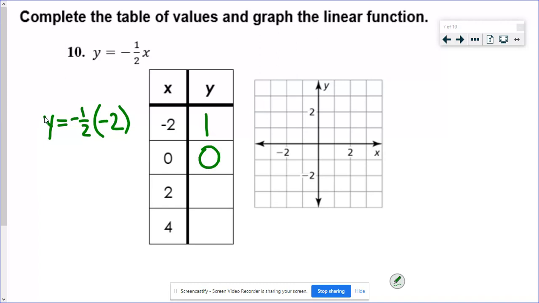To do the positive 2, honestly, I would reuse my work from this first one. I would just change that to a positive 2. Now, I know that half of 2 is still 1, but now it's a negative 1/2 times 2, so it's going to be a negative 1. And then negative 1/2 times 4. Well, half of 4 is 2. Negative 1/2 of 4 is going to be negative 2. Again, you should see a pattern in the y's. So negative 2, 1, 0, 0, 2, negative 1, and 4, negative 2.